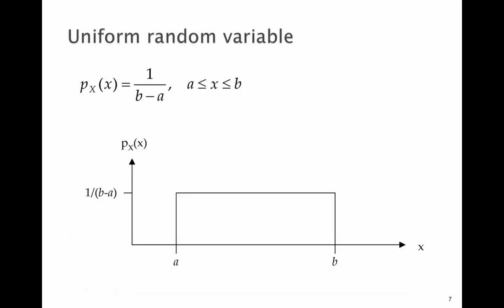Another random variable that we come across is the uniform random variable, where we have a rectangular PDF, and the probability that X has a value in between A and B is simply 1 over B minus A. We have also the exponential random variable. It's simply an exponential function.